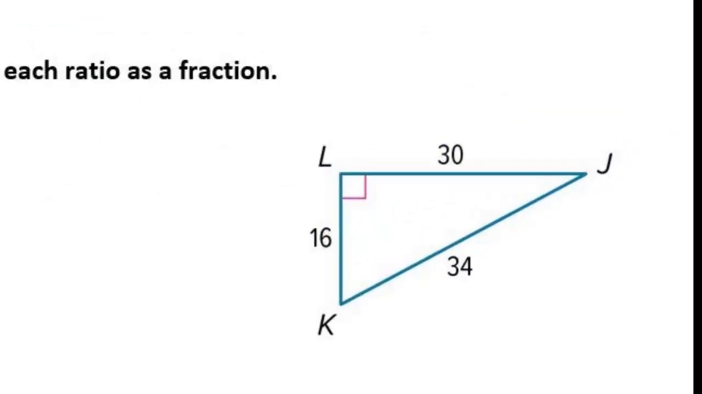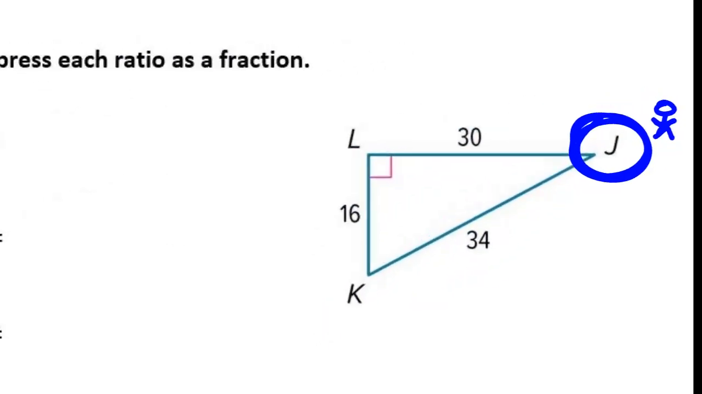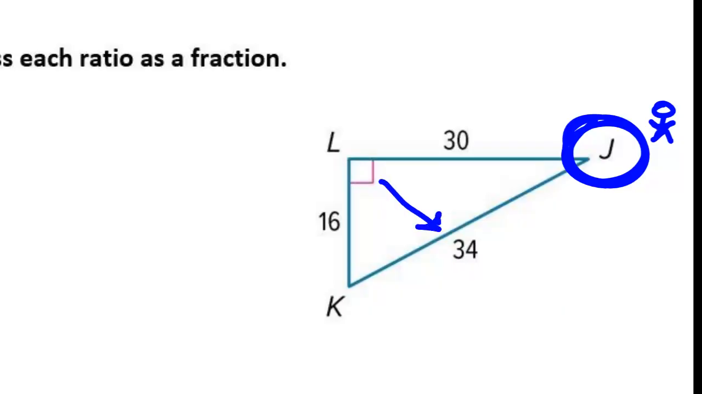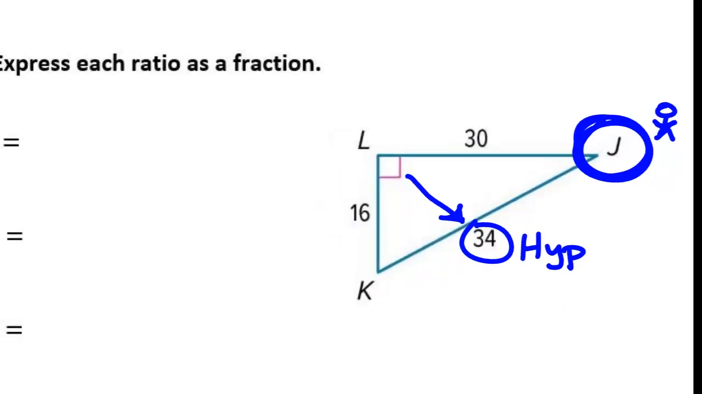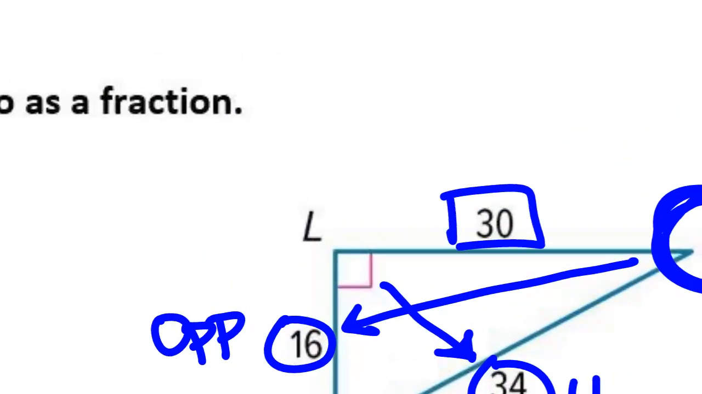So first thing I'm going to do is come over here to angle J, and I'm going to circle that. This is where we're standing. And I'm going to label all of my sides based on standing there. The hypotenuse is opposite the right angle, so 34 is my hypotenuse. Opposite angle J is 16, so that's my opposite side. And so 30 would have to be which side? Adjacent.